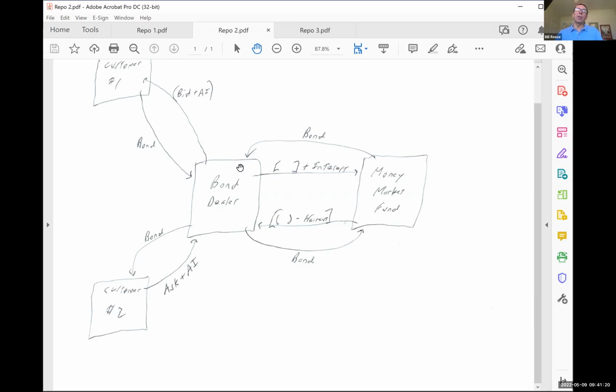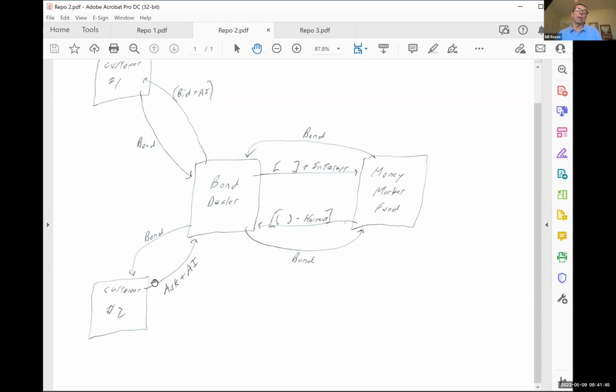And what's the bond dealer going to do with that bond? Well, bond dealers, what they do with bonds is they sell bonds. They buy bonds and then they mark them up and they turn around and sell them. So the bond dealer now is going to be selling this bond to customer number 2, okay, assuming the bond dealer has got a customer who wants to buy the bond. So the bond goes over to customer number 2. And what does customer number 2 give the bond dealer?